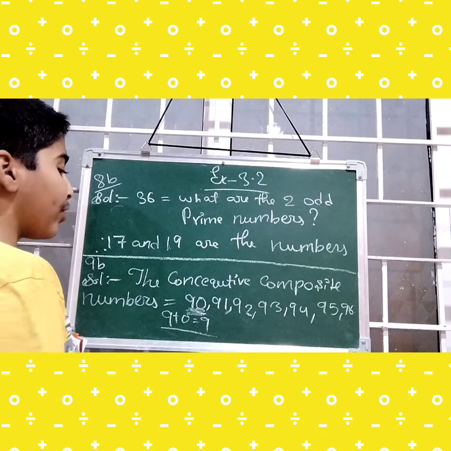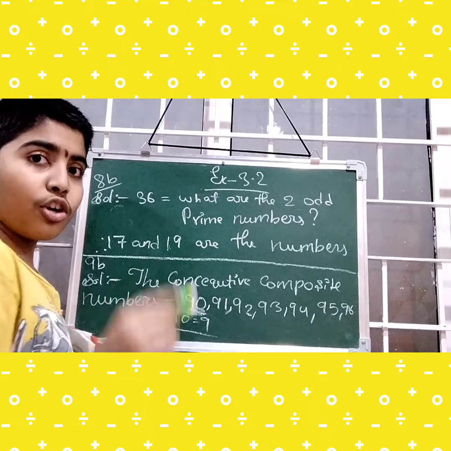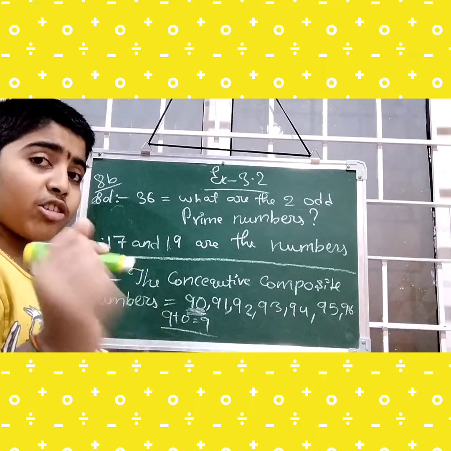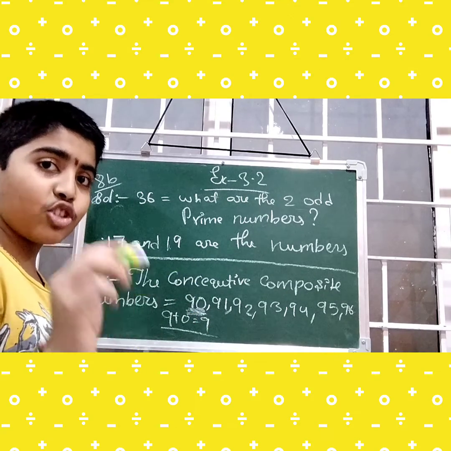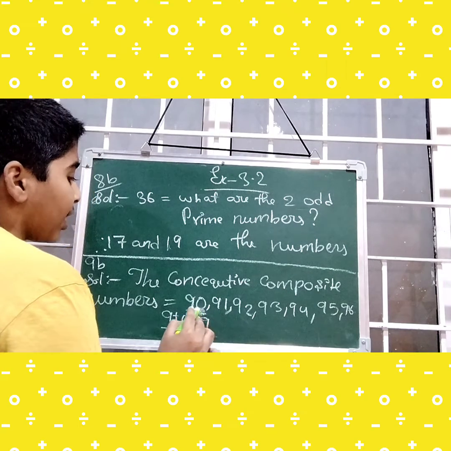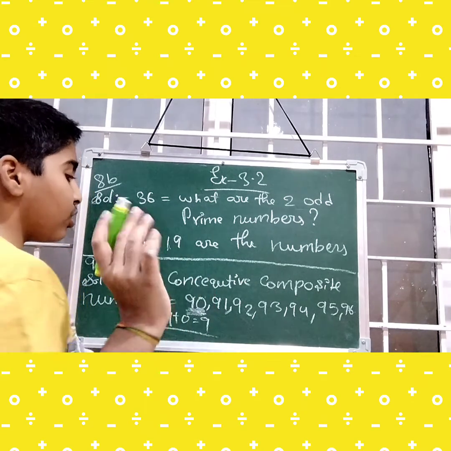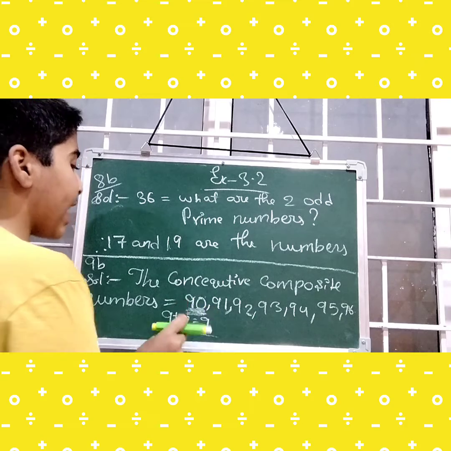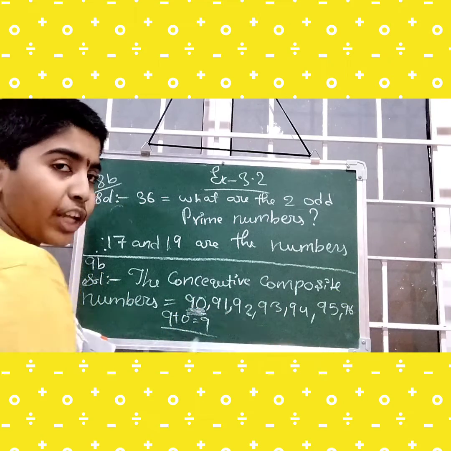Next, what's the divisibility rule of 10? Here 0 is there. So in the divisibility rule of 10, the ones place should be 0. So for that, 0 is there here. So it is divisible for everything, right? So like that we can check everything with divisibility rules.